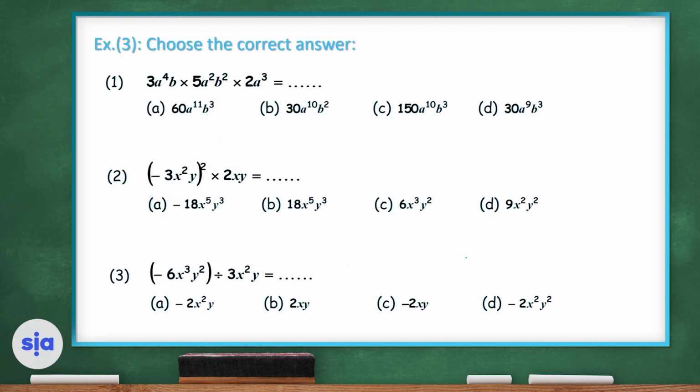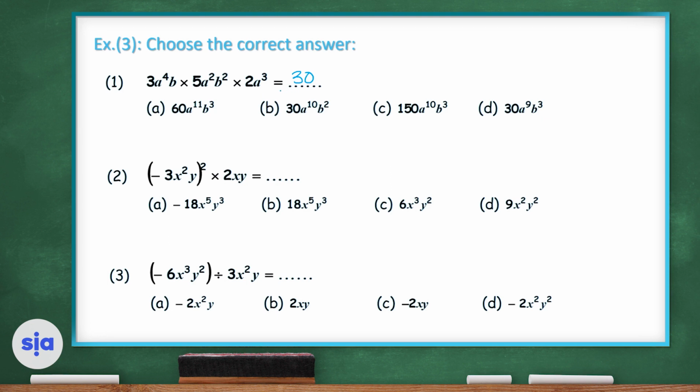Exercise 3, choose the correct answer. Question 1: 3a to the power of 4 b times 5a squared b squared times 2a to the power of 3. How can we multiply this? We multiply the numbers together first. So 3 times 5 is 15, times 2 is 30. So automatically, I know that my answer is now either B or D.